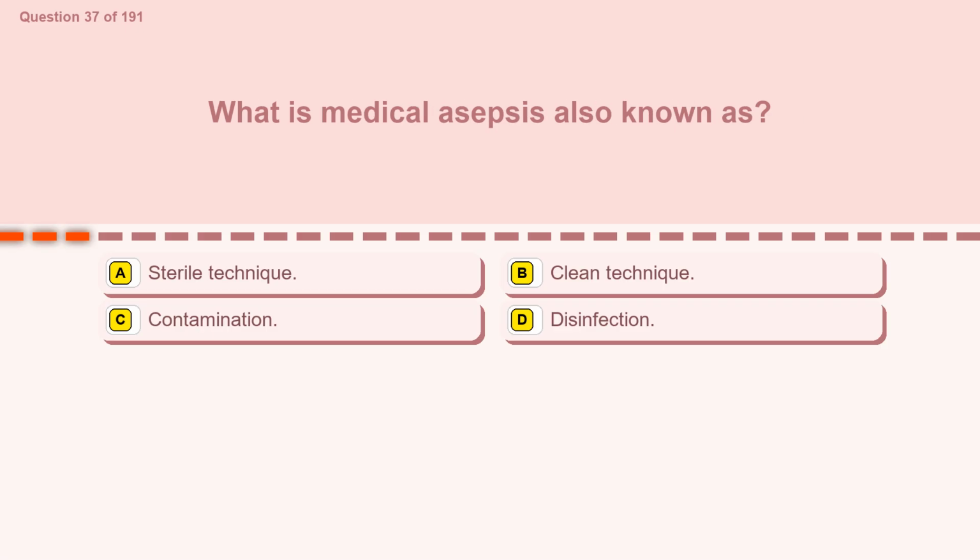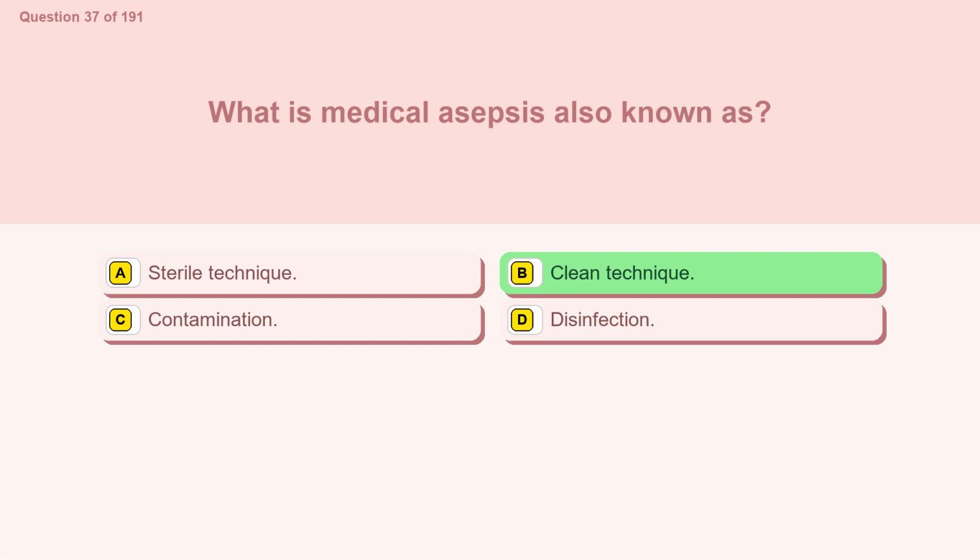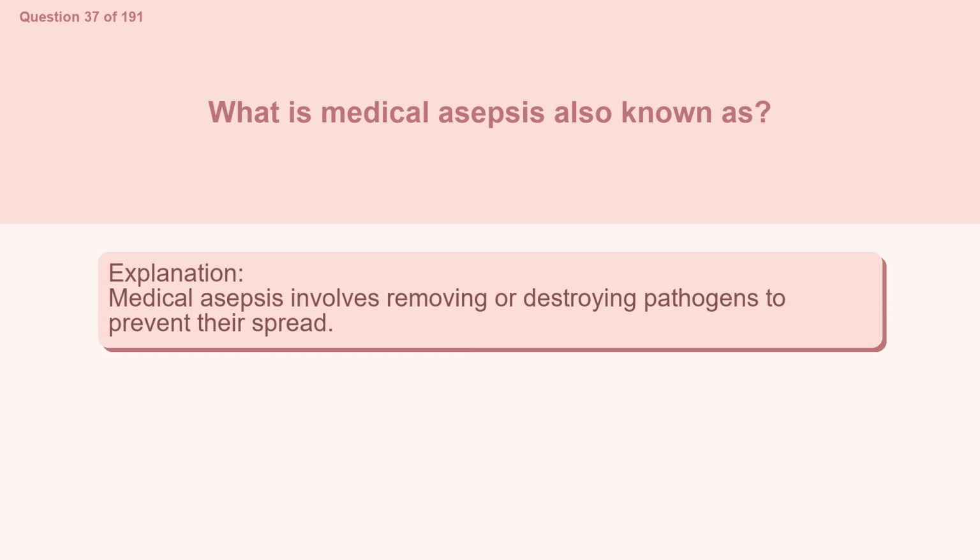Question 37. What is medical asepsis also known as? Option A. Sterile technique. Option B. Clean technique. Option C. Contamination. Option D. Disinfection. The correct answer is option B. Clean technique. Medical asepsis involves removing or destroying pathogens to prevent their spread.